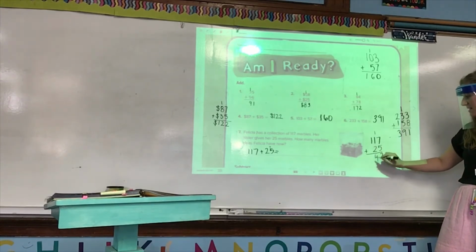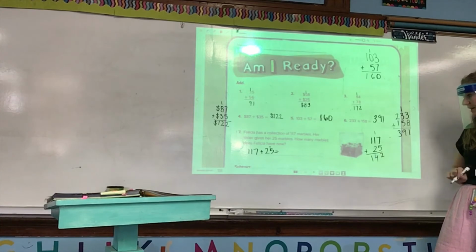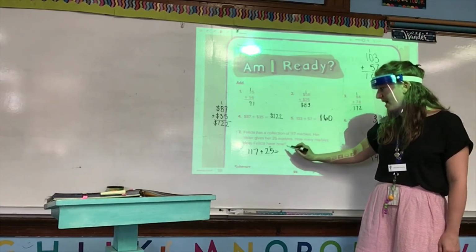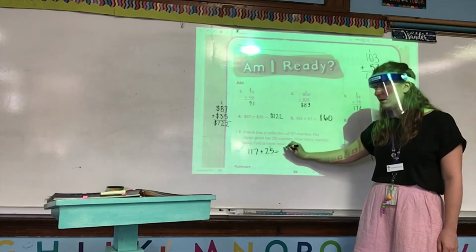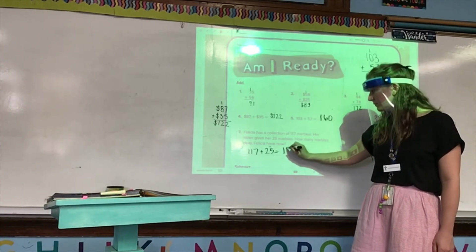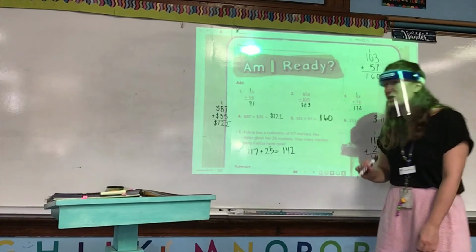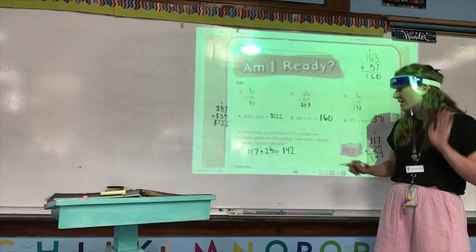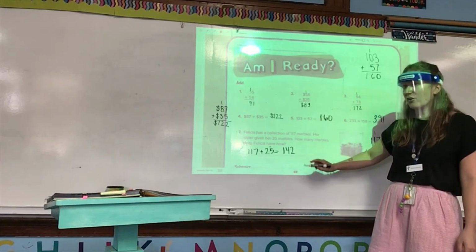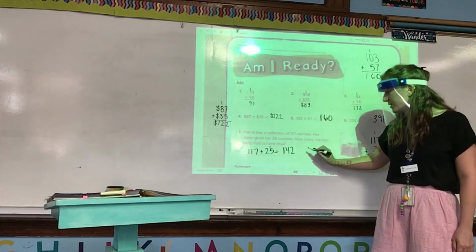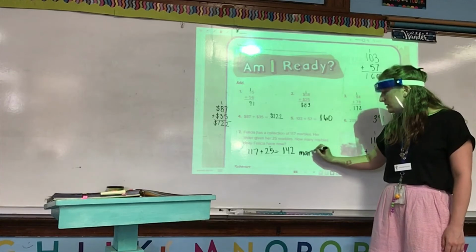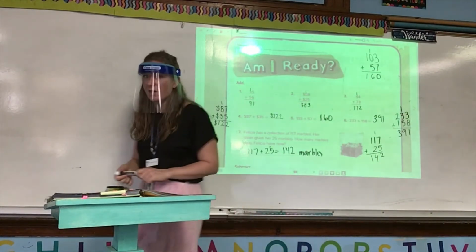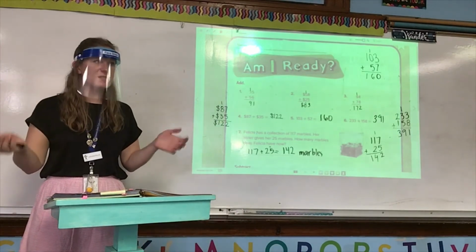We have 1 plus nothing, which equals 1. So, 117 plus 25 is 142, but we're still missing something. What are we missing? The unit, which in this case we have 142 of what? Marbles. Good. Remember, the unit is the word that tells you what this number represents.